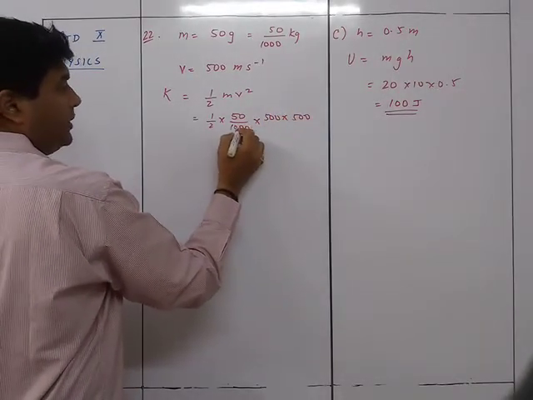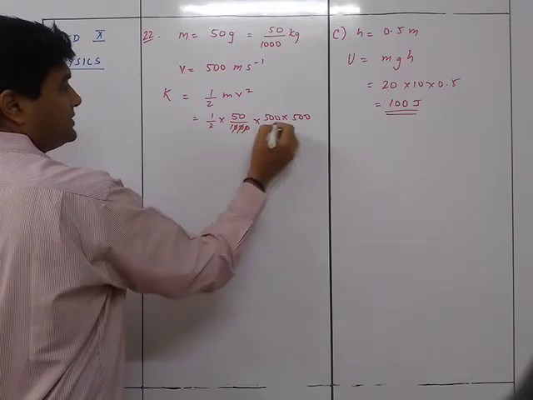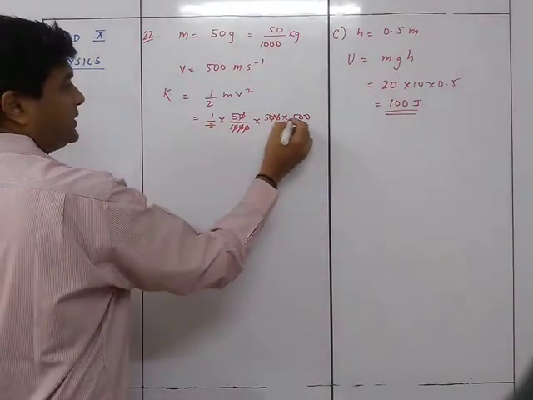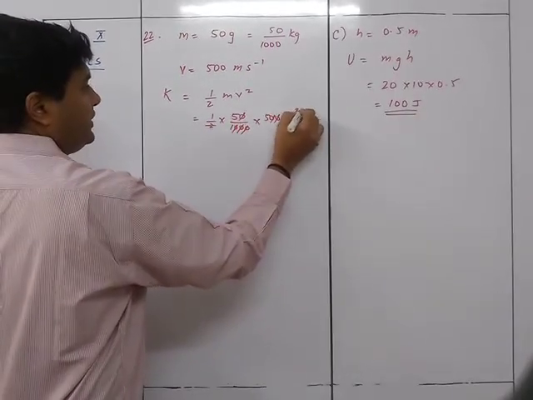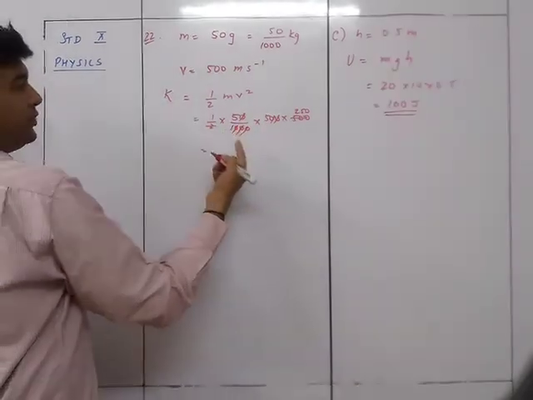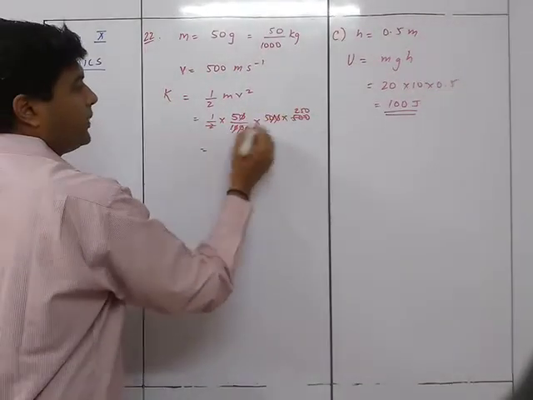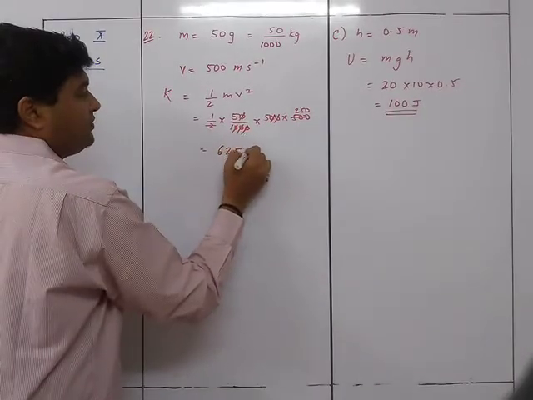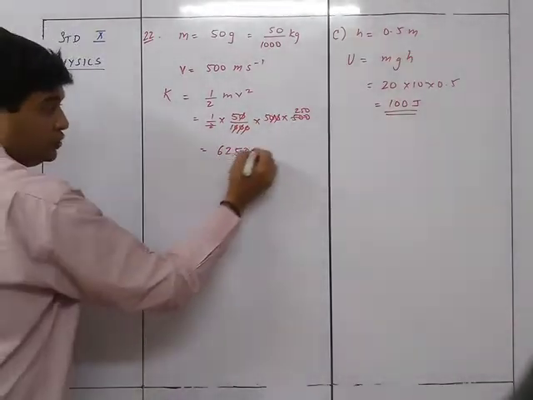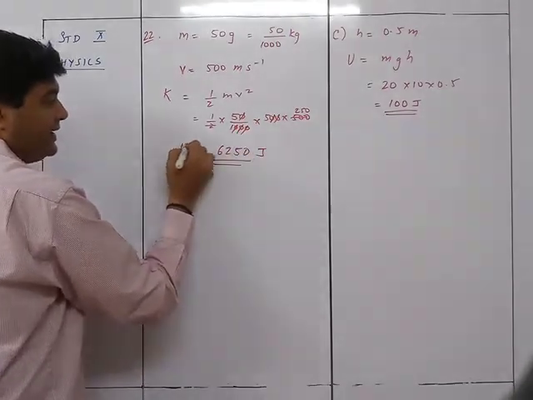So that gives me over here, these two zeros cancel with these, and this 2 cancels with this one, giving 250. So this will be 250 into 5 into 5. So 250 into 25 is 6250. Yeah, 6250 joule. That's the kinetic energy.